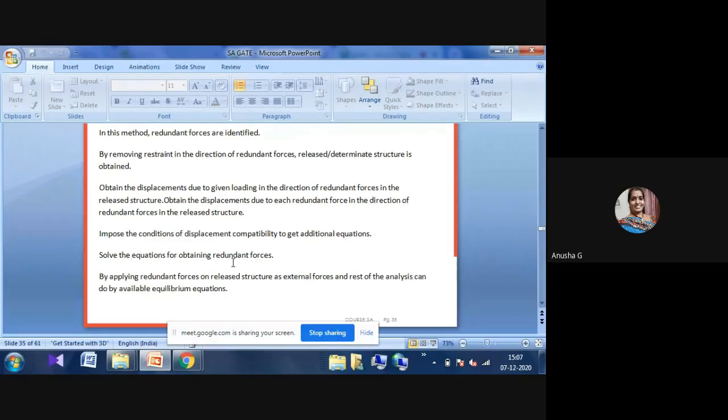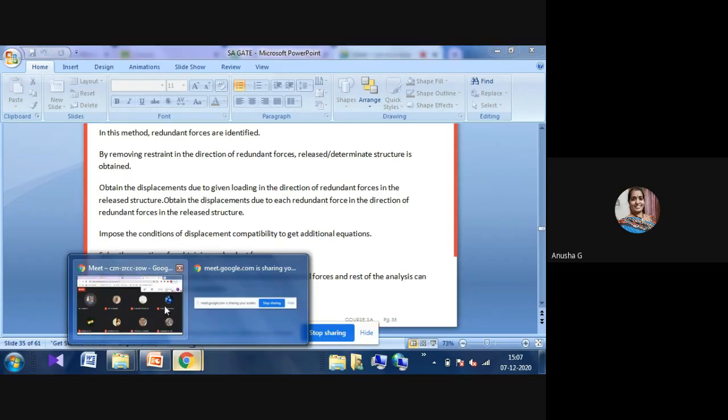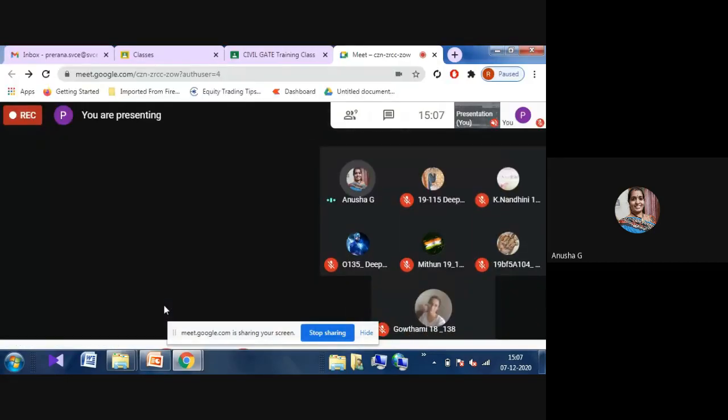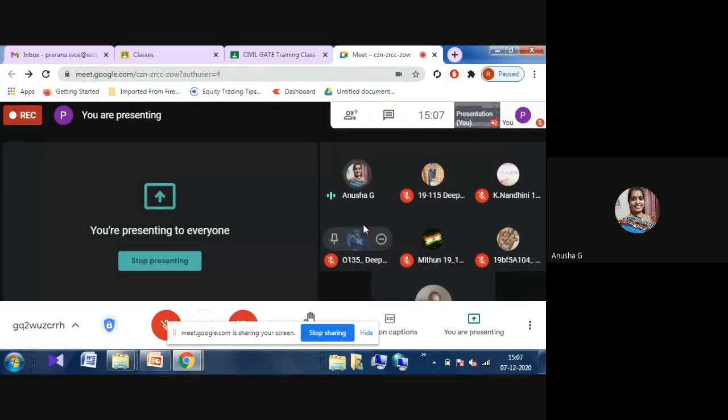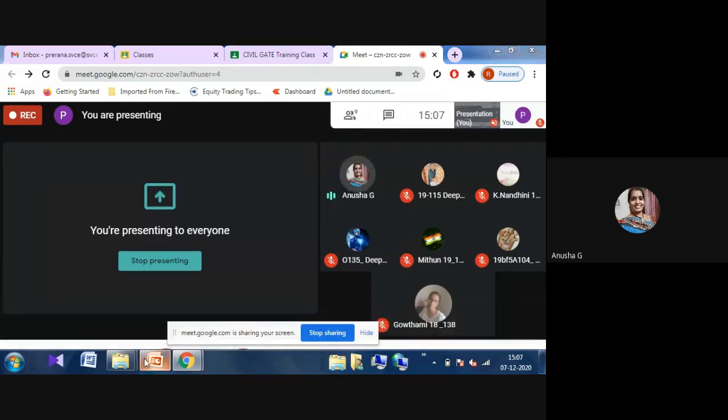That means if you take a truss, two unknown forces will be there, and we are finding one more, a third unknown force. Only if there are two unknown forces will it be easy for us to calculate them. By applying the redundant forces on the released determinate structure, that will resist in the analysis. And then we can find the result; that is one of the methods that has to be obtained here.